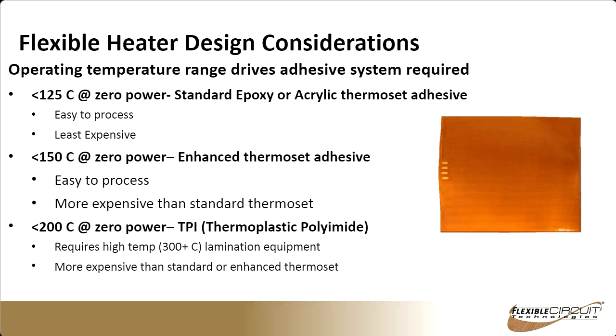For very high temperature, we can go up to 200 C with thermoplastic polyimide. And that's going to be more difficult to process. You have to have a press that'll go up to over 300 C in order to laminate it, get it to flow, and get a good fused bond. And it's more expensive than either the standard or the enhanced thermoset adhesive.